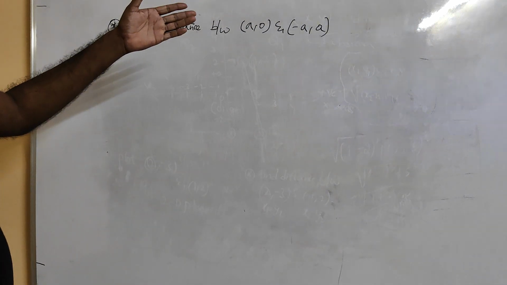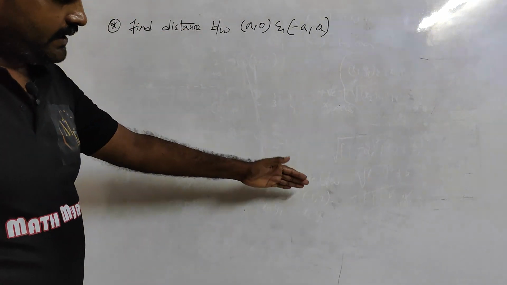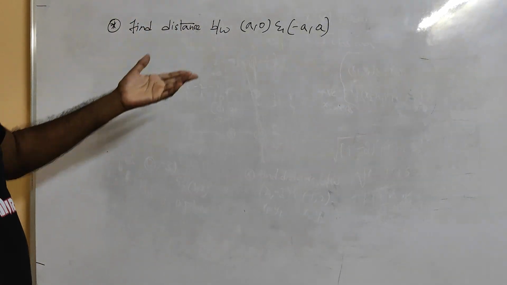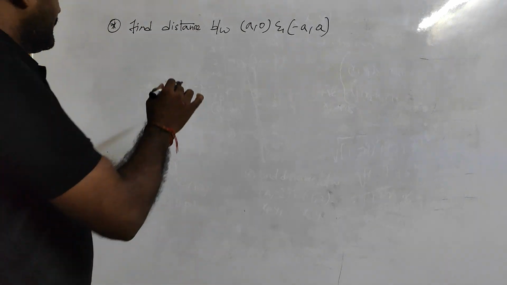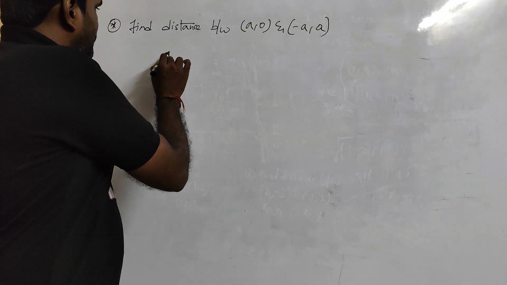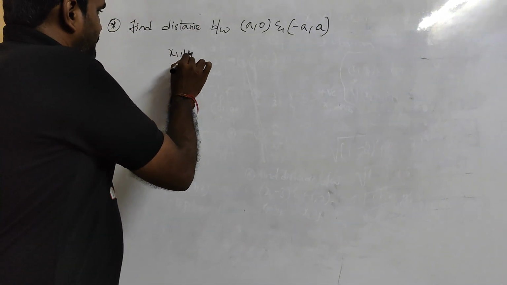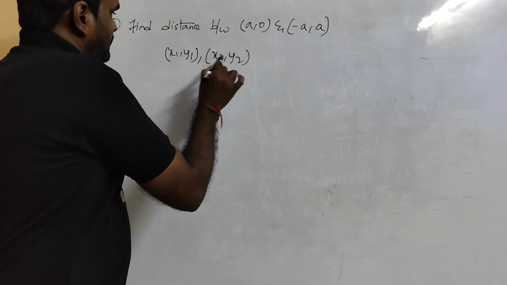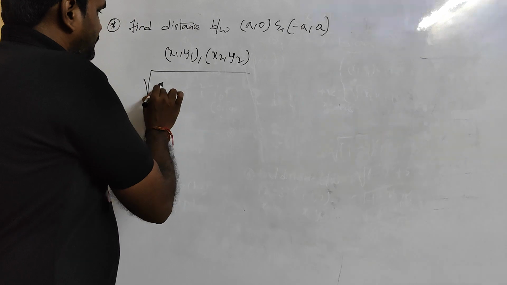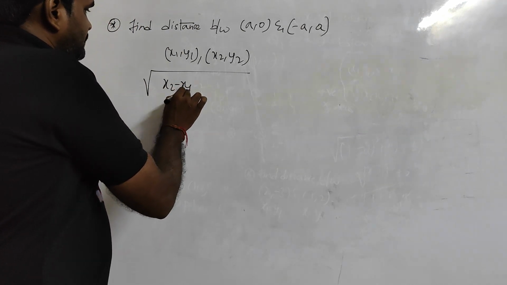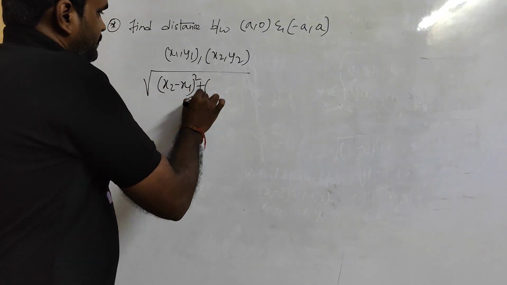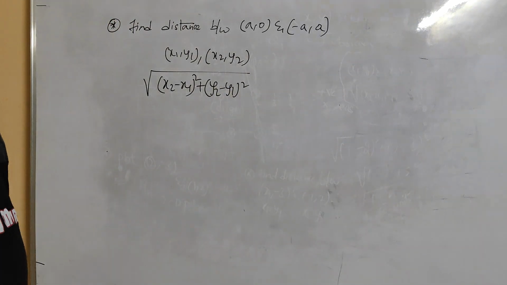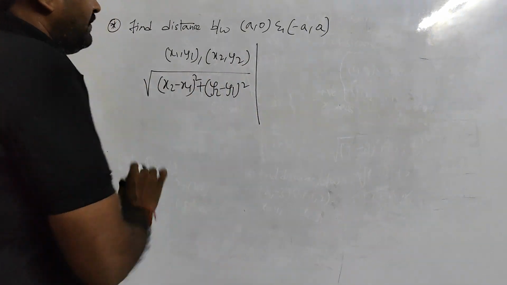Why I took variables is, you are pretty clear with numbers. If it is variables, how to do it? Same technique, no problem regarding that. You know the formula. If x1, y1, x2, y2 are the two points, your formula is the square root of (x2 minus x1) whole square plus (y2 minus y1) whole square. Likewise you apply it here.